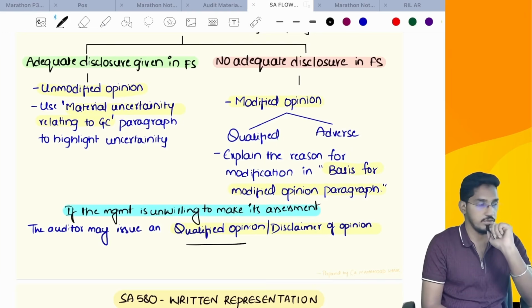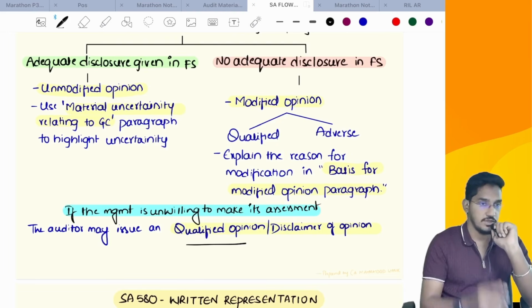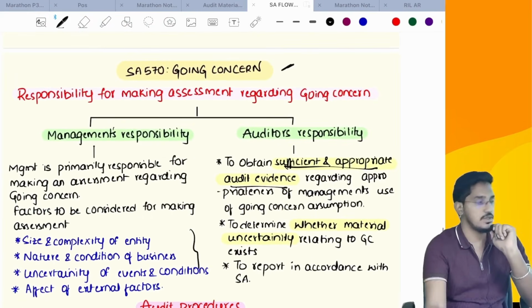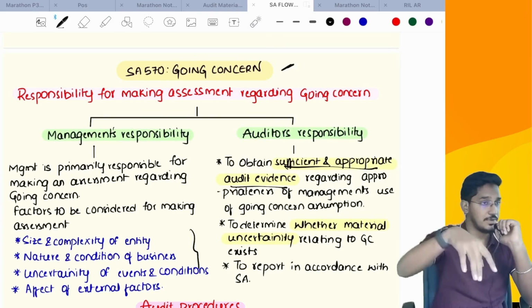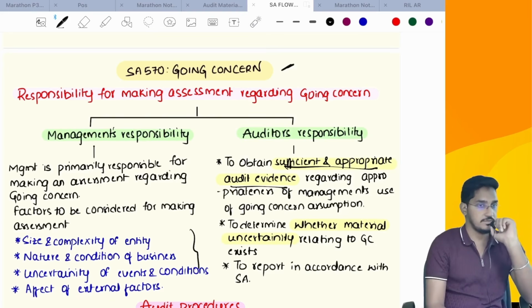Standard over? Not over yet. So what have we discussed till now? First we have seen what is management's responsibility. We are seeing auditor's responsibility, and I have told only the first point: to obtain sufficient and appropriate audit evidence regarding management's assessment of going concern. Second objective, on the basis of your audit procedures, you have to determine whether there is any material uncertainty relating to going concern. In case you find any, you have to report as per the standard. How to report as per the standard, that's what we have seen till now in the chart. Able to understand?